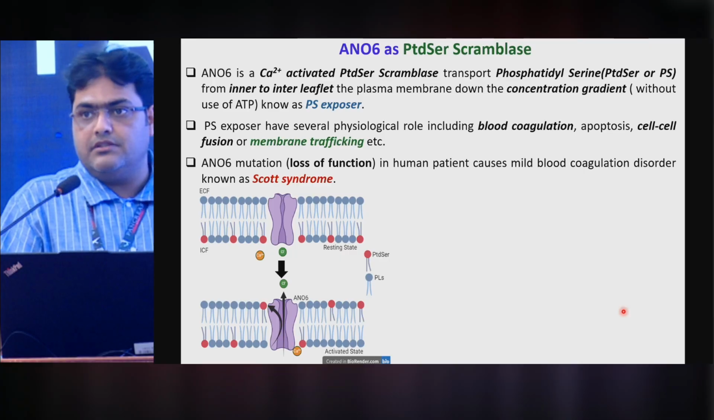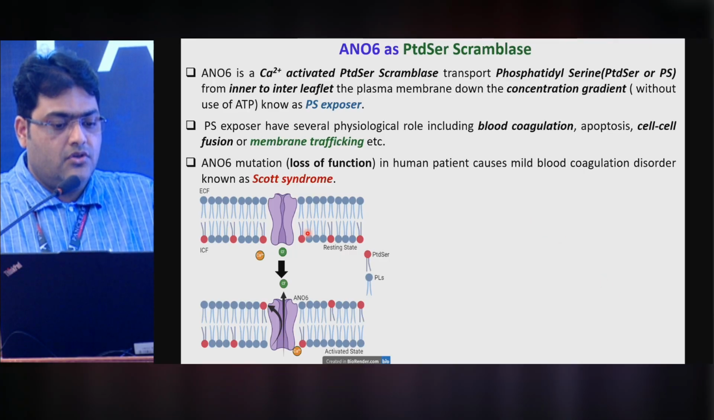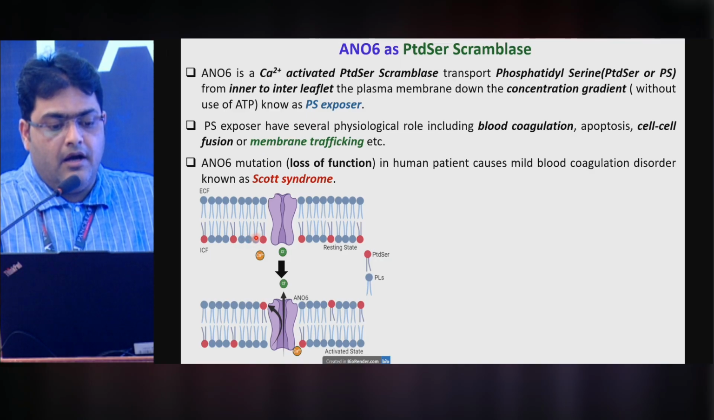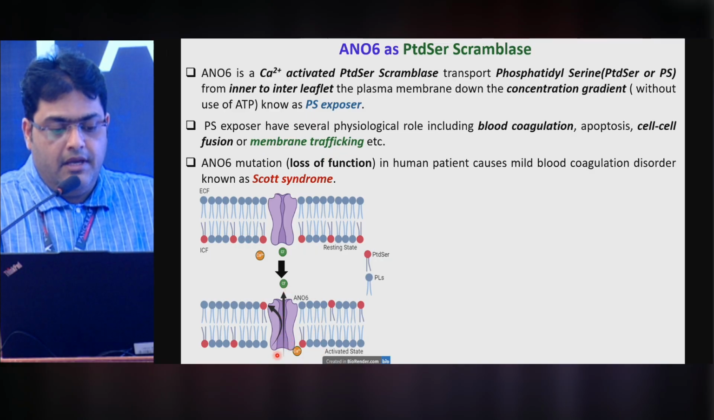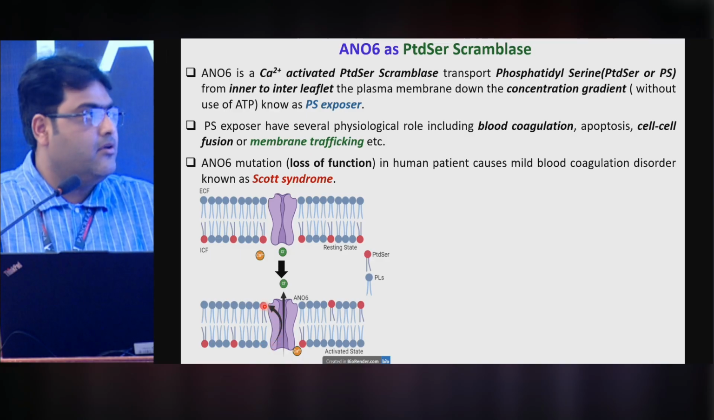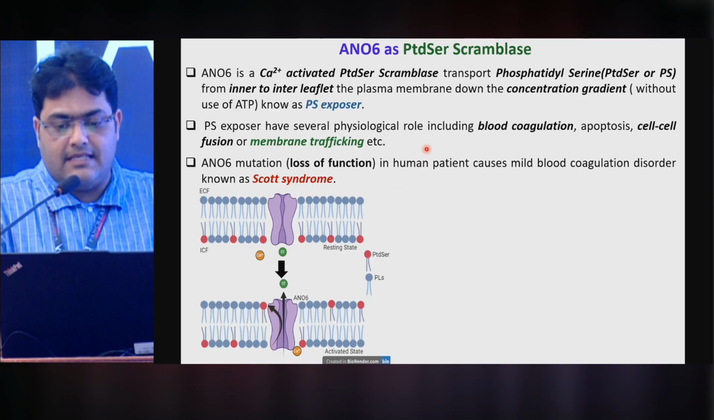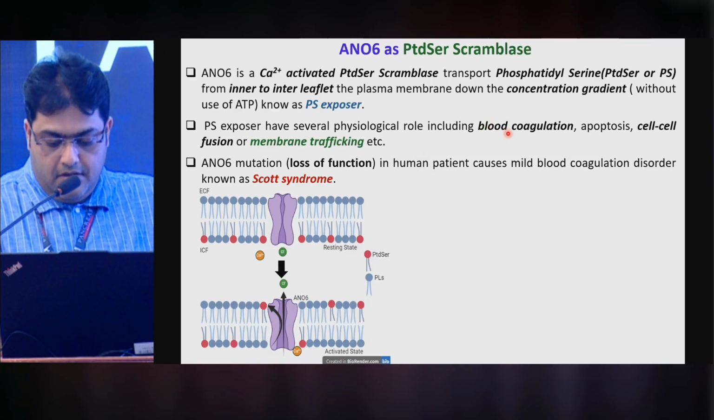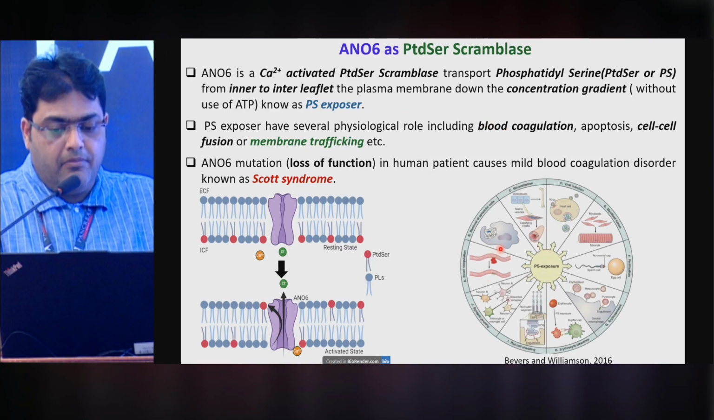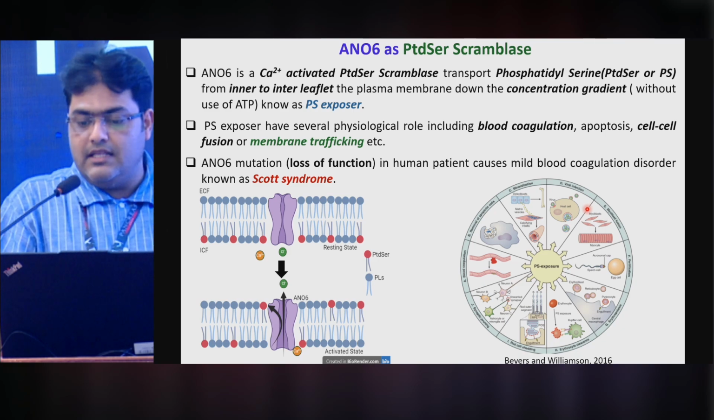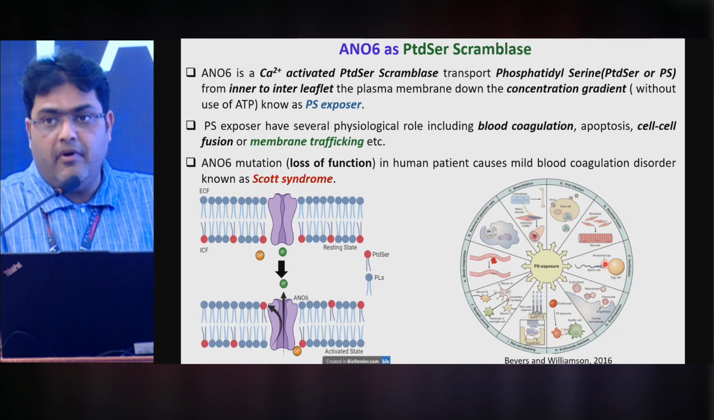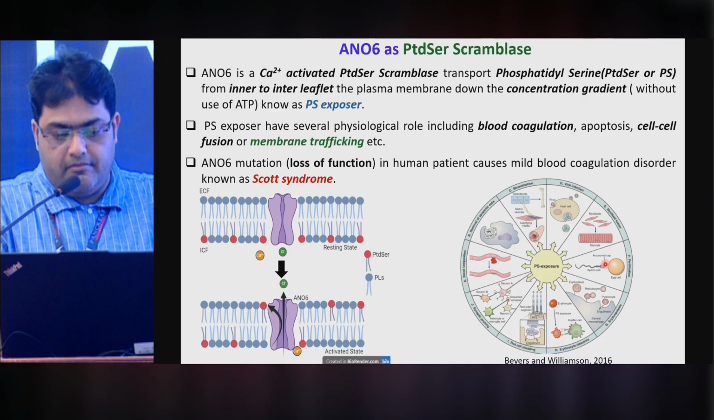So let's see how ANO6 functions as a PtdSer scramblase. As you know, phosphatidylserine is present in the inner leaflet of the membrane in the resting condition. When ANO6 gets activated by calcium, it transports PS from the inner leaflet to the outer leaflet. That's why it's known as a calcium-activated PtdSer scramblase, which has several physiological functions like blood coagulation, apoptosis, mineralization, cell-cell fusion events like fertilization, and membrane trafficking, which we are going to discuss today.